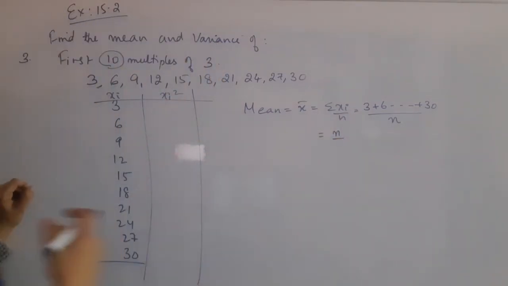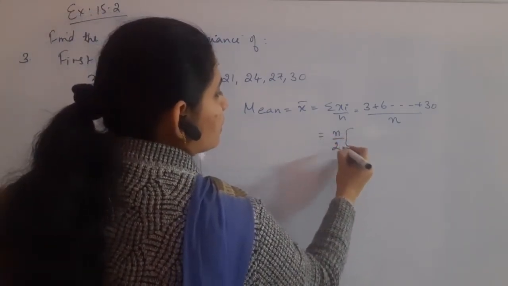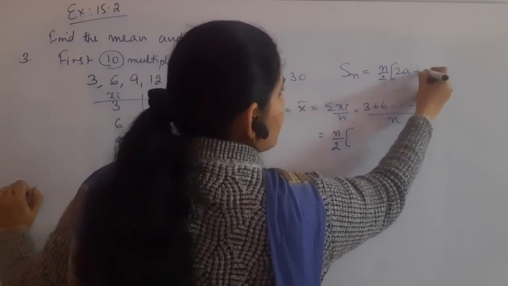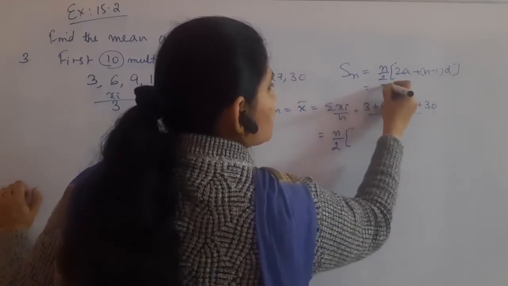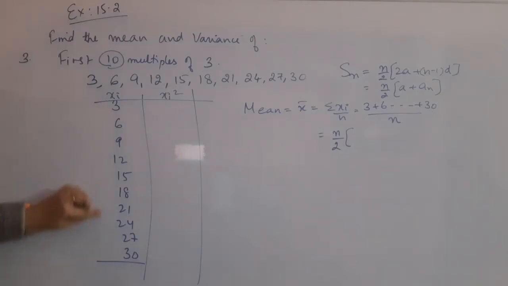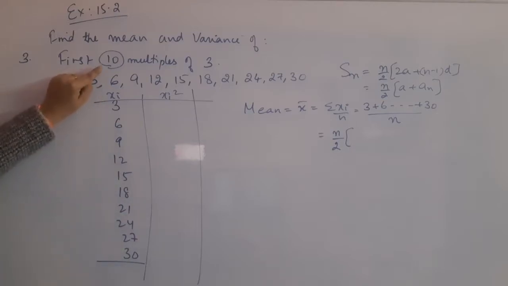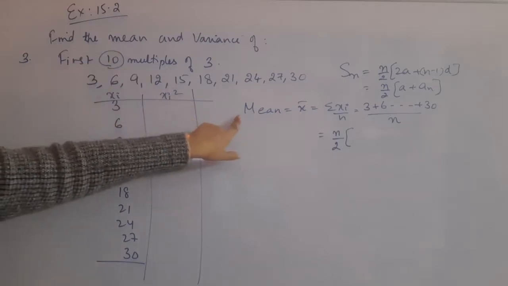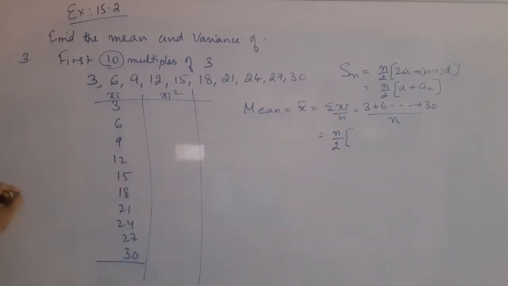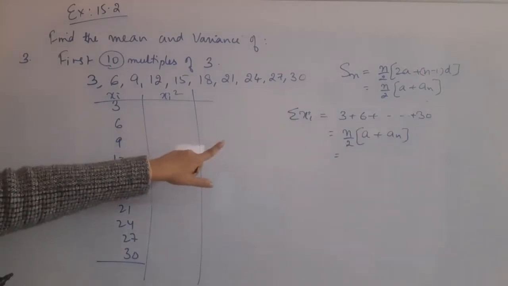What will you get? The sum Sn in AP is n by 2 into 2a plus n minus 1 into d, or if you know the first and last term, it will be n by 2 into a plus an. This also you can use. Or else you can simply add all these numbers, take the sum and divide it by how many terms there are, by n. That also you can use. Remember, the mean is actually sigma xi by n, so the sum is in the numerator, divided by n. You can use n as 10.